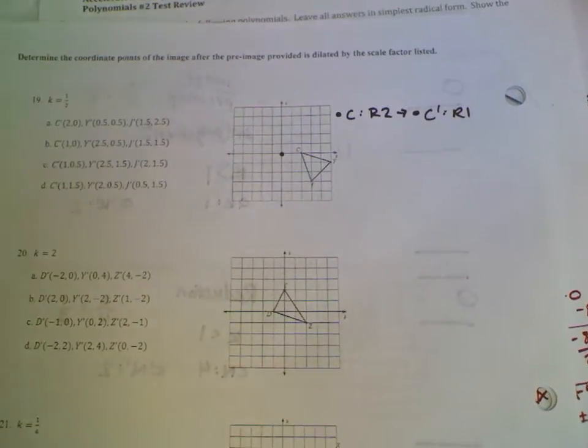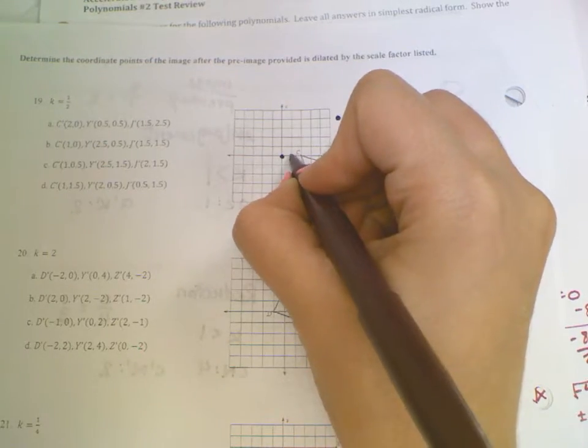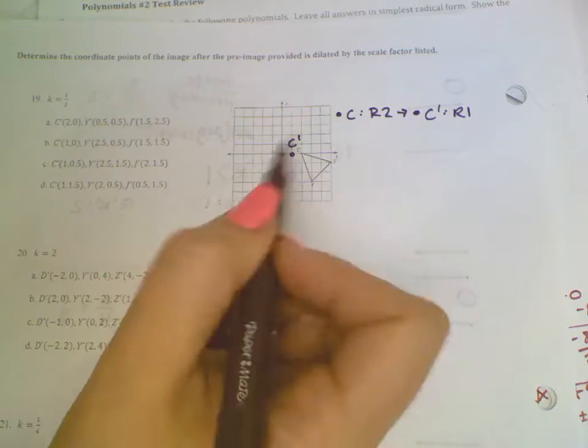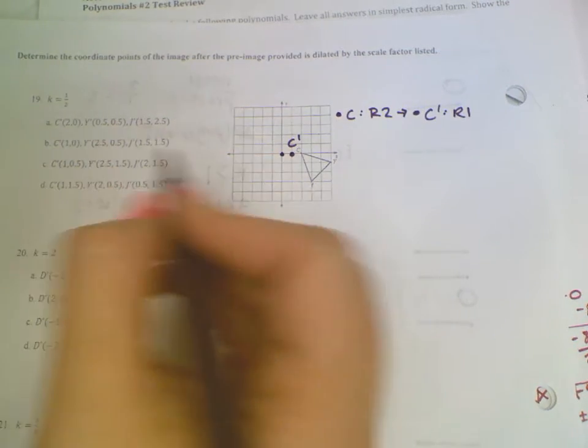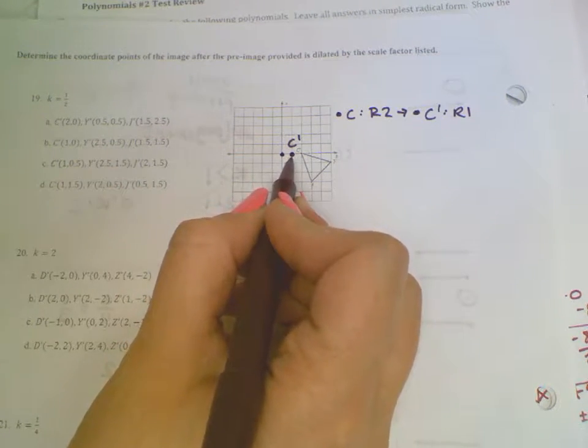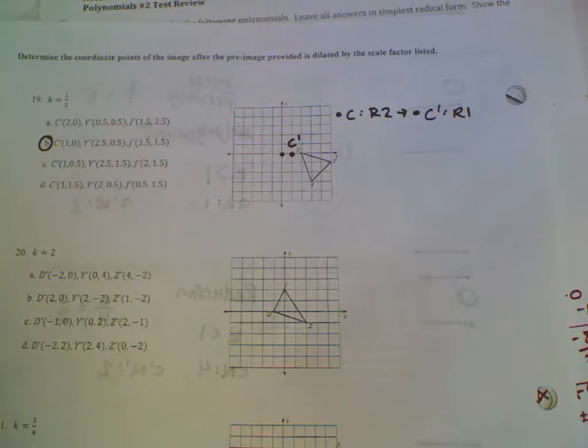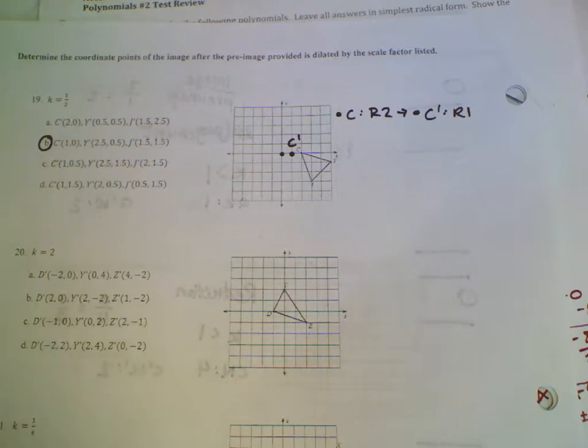Let me zoom out a little. So if I start at my center of dilation, I'll go right 1, and this will be C prime. You're always going to start at your center of dilation, then move. So C prime will be at (1, 0). There's only one option for those, so I can go ahead and say that is B. You can go ahead and try this with the rest of your coordinates as well.